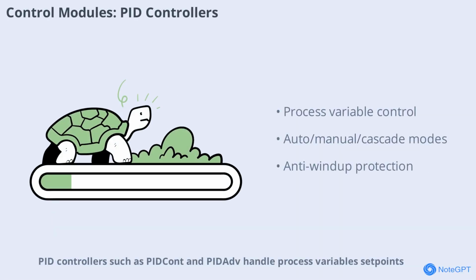PID controllers, such as PIDCont and PIDAV, handle process variables, setpoints, control outputs, and modes like auto, manual, and cascade. They also provide advanced features like anti-windup protection. Proper configuration of PID controllers is vital for stable and efficient process control. Review each PID instance in your project to ensure it meets the process requirements and is correctly integrated with the rest of the control logic.